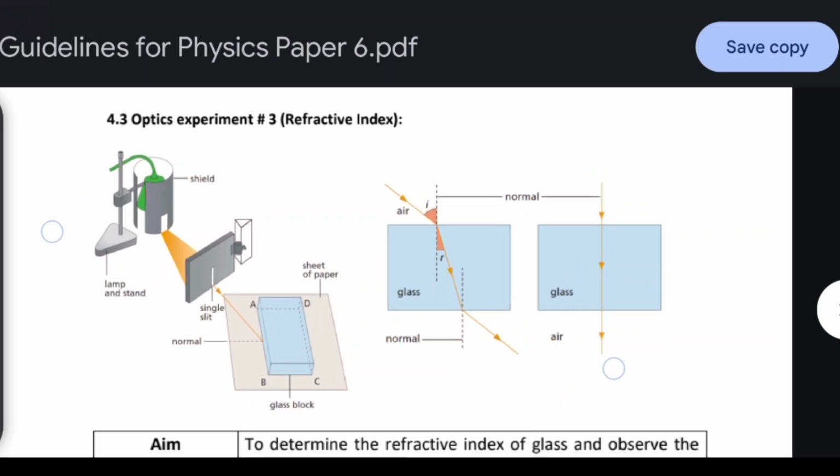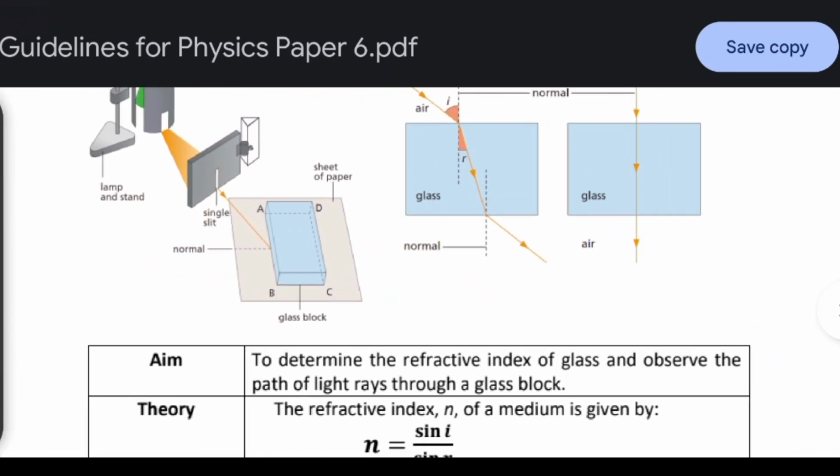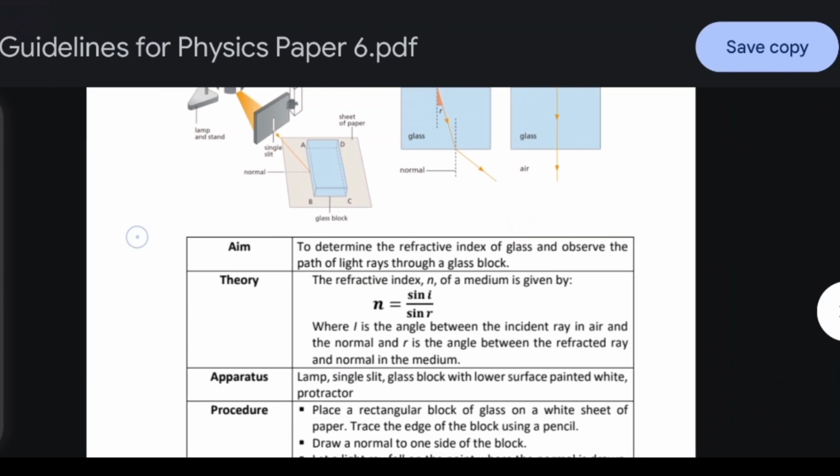Okay, experiment 3, refractive index. This is the last experiment. All right, please pay attention. To determine the refractive index of a block and observe the pathway of light through this block, how are you going to do it? This is the aim of the experiment.